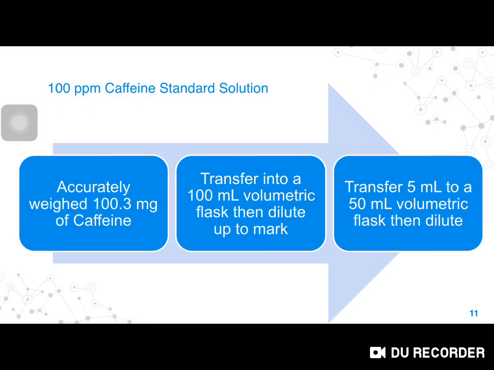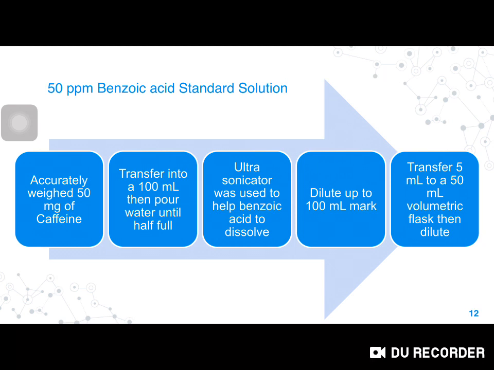100 ppm of caffeine standard solution was prepared by dissolving 100.3 mg of caffeine in a 100 ml flask, then diluted to the mark, using a sonicator if necessary. 5 ml of the solution was then transferred to a 50 ml flask, then diluted to the mark. 50 ppm of benzoic acid standard solution was prepared by dissolving 50 mg of benzoic acid in a 100 ml flask. Use a sonicator if necessary before diluting completely up to the mark. Transfer 5 ml to a 50 ml flask, then dilute.